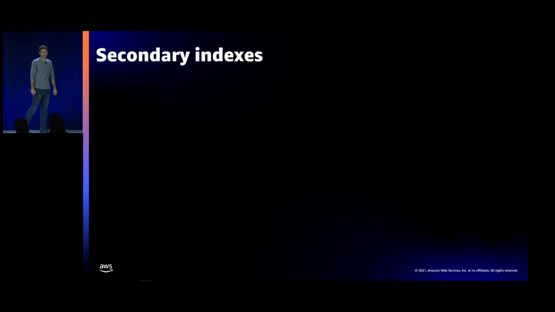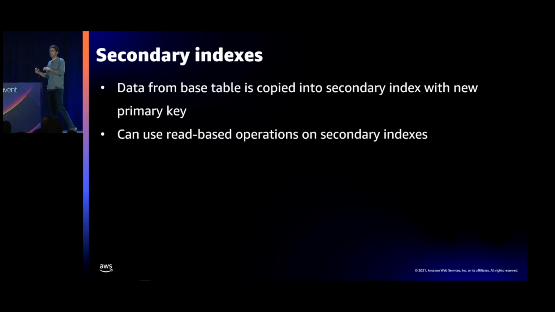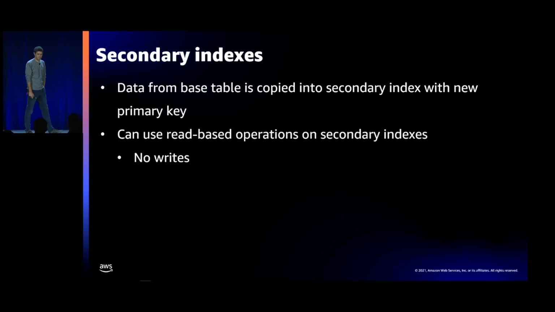So let's just summarize that up again. Again, what's happening here is data from your base table is getting copied into your secondary index with a new primary key. And once you have that secondary index, you can issue read requests against that secondary index. You can do query, scan, things like that against your secondary index. However, you can't do writes to your secondary index. All the writes have to go through your main table and then are gonna get replicated out to those secondary indexes to enable additional read-based patterns. We'll talk about the implications of those last two things in a sec as well.